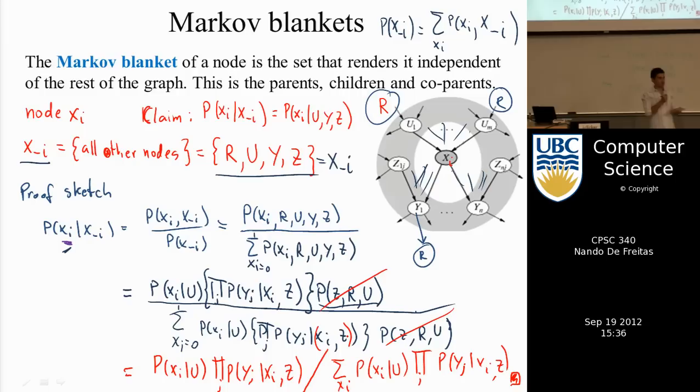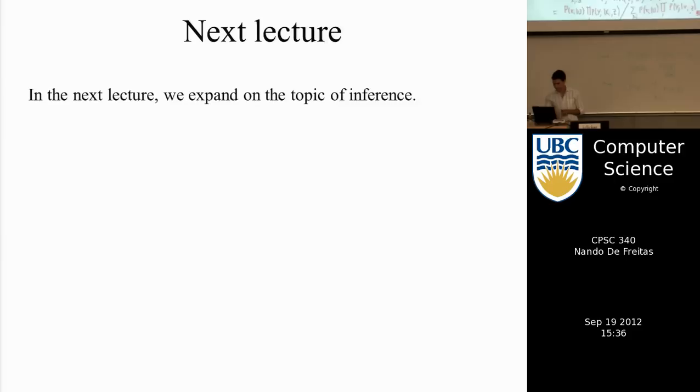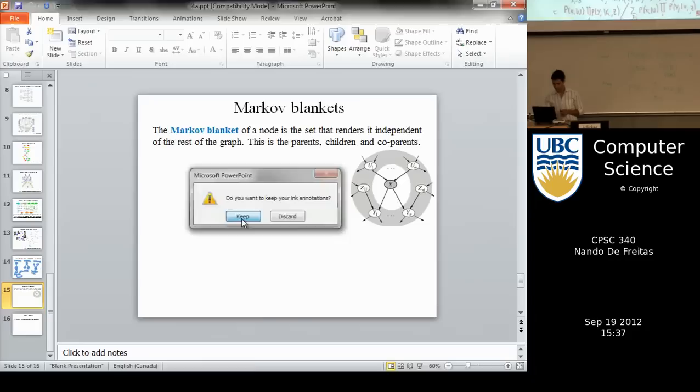This is essentially the principle that leads to the design of algorithms. When we have very large graphs, the algorithms that we use exploit this property to be able to do computation efficiently. And that's the end of that scary derivation. And now let's look at inference.